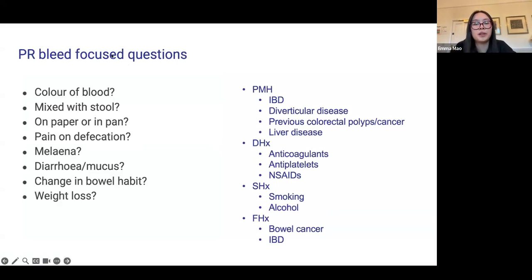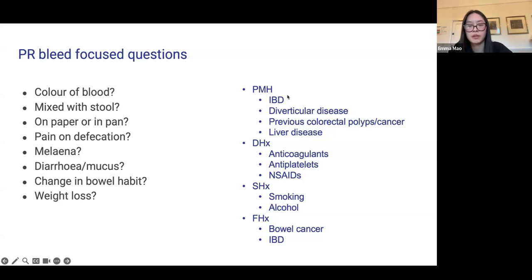Okay, so the questions you want to help differentiate from those are the color of the blood, and if it's mixed in with the stool or just on the surface, and whether it's just when they're wiping or in the pan. So that kind of suggests the amount. Then if there's pain associated, any melena, diarrhea and mucus, any change in bowel habit, and weight loss. And then here are some things that can suggest.